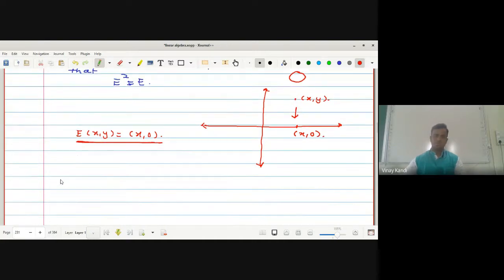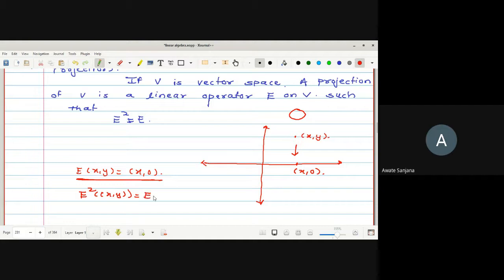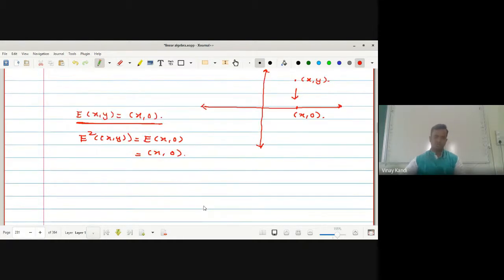What condition was stated? Linear operator E on V such that E square is equal to E. What is E of (x, y)? It is equal to (x, 0). What is E square of (x, y)? E is applied again, so E of (x, 0). By the definition of E, the x coordinate stays the same and the y coordinate becomes 0. Understood?